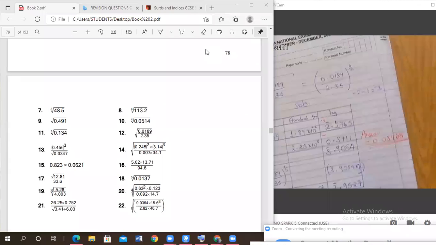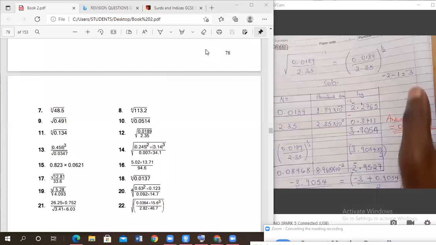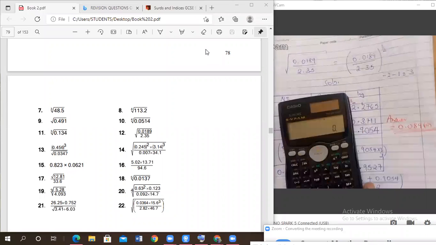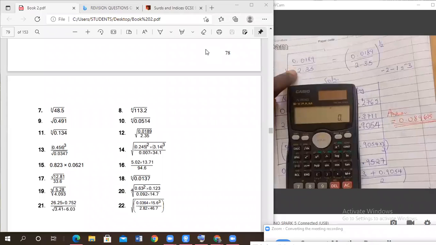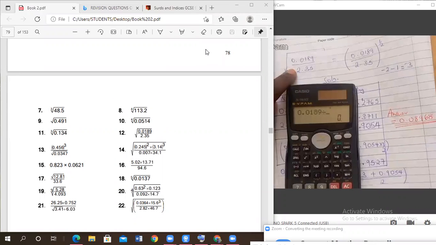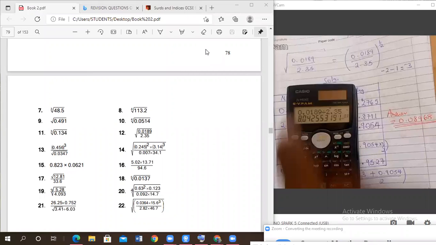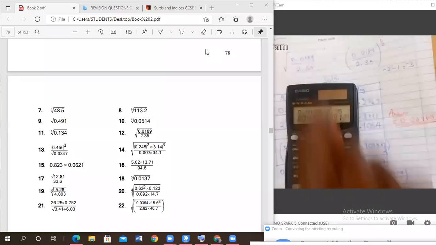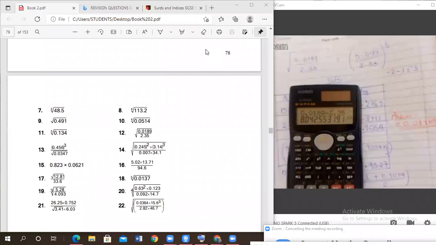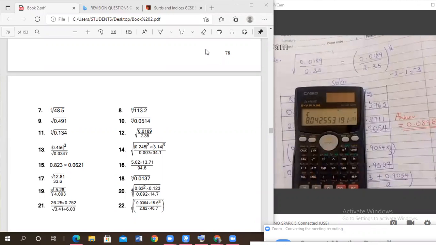Can we prove that? Yes. Let's prove. I'll start by dividing. So I will have 0.0189 divided by 2.35. Are you together, members? Yes, teacher. What do you get on the screen? That one is only dividing, but now what are we left with? We are left with getting the square root. So what is the square root of the answer, what do you get?